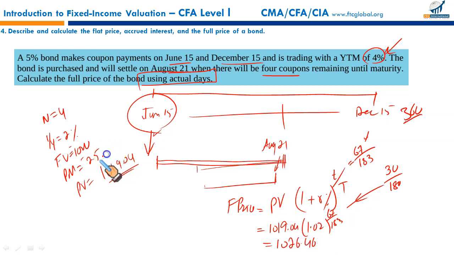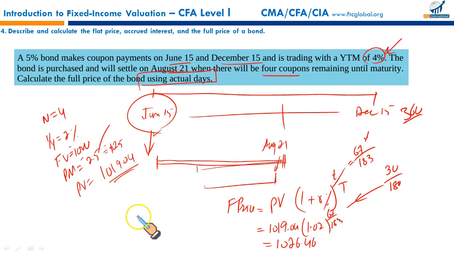And please note, when I wrote 2.5, that was 2.5% of par, so it was basically $25. So $25 with negative FV will give you the PV of 1019.04.